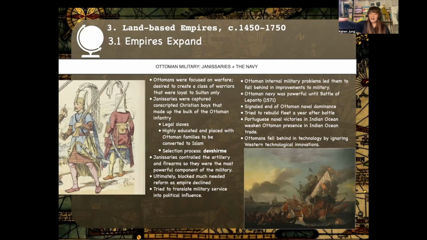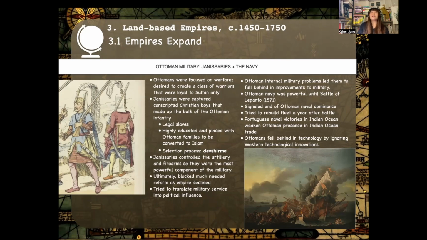So they would kidnap Christian boys, convert them to Islam by giving them rigorous training and education, and they would make them be very loyal to the Sultan. They were essentially legal slaves that were highly educated and placed with Ottoman families to be converted to Islam. The selection process was called devshirme. The Janissaries controlled the artillery and the firearms.